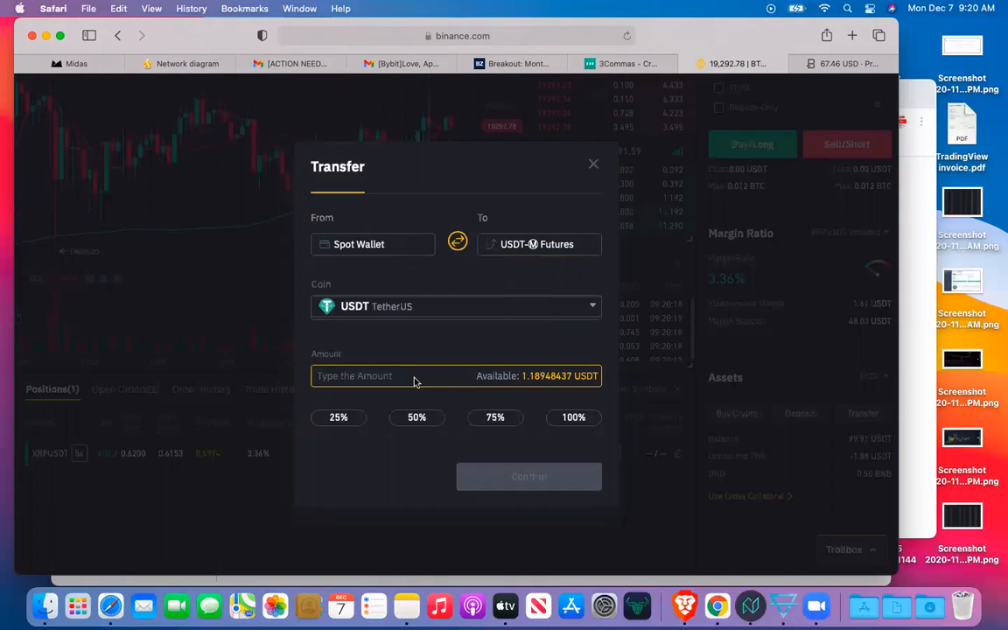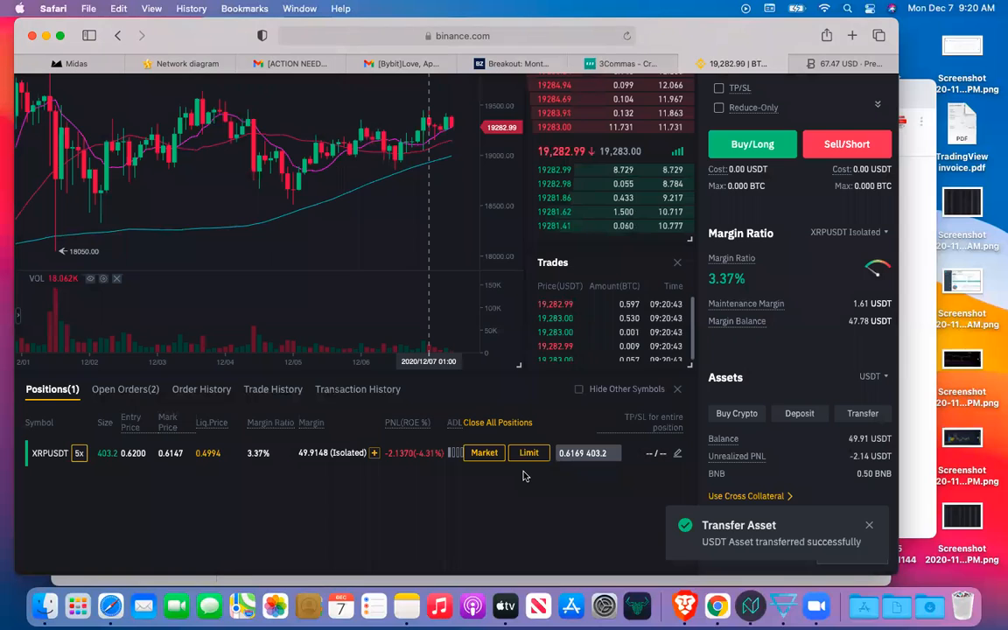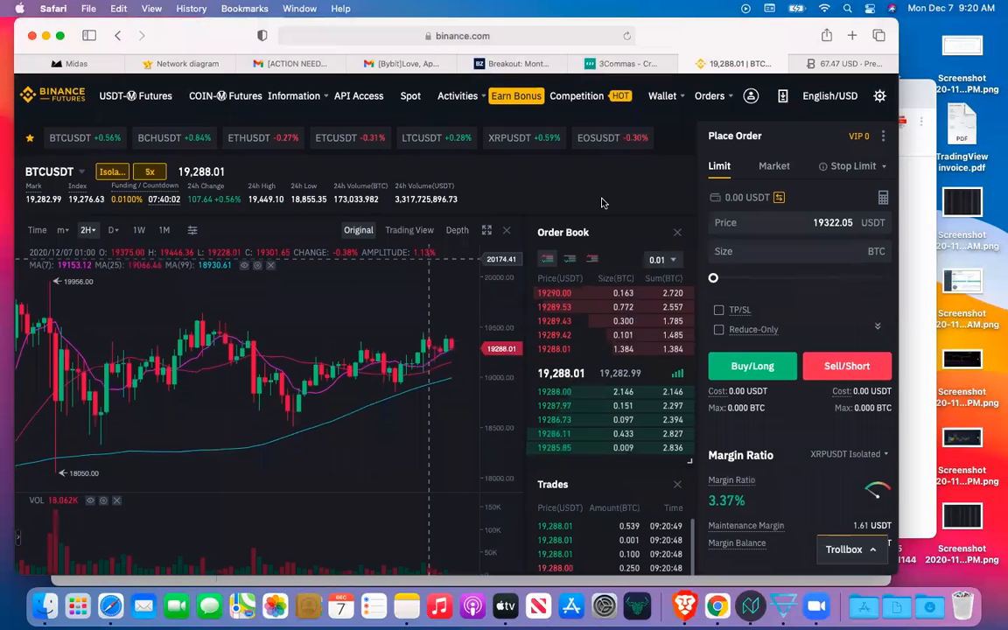So now, let's say you want to transfer $50. So it's telling me I do not have, okay? Now, transferring does not cost you anything. Look at it, for instance. I have $50 in my future trading. I want to transfer it back to spot. You get it? So available, $50. Confirm. Yeah, done. It's transferred back from my future trading to my spot account.